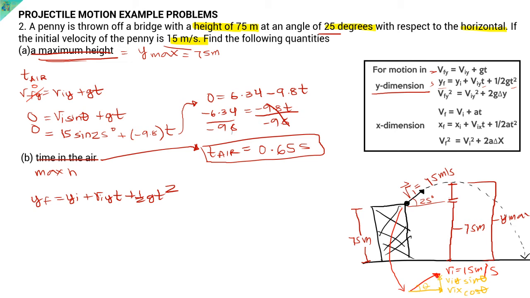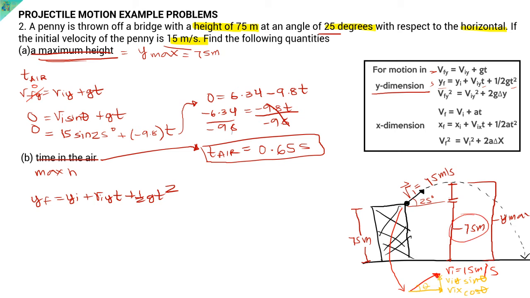Let's find out if there are parts here that we can cancel out. YF won't be 0 because that's what we're trying to search. YF is also Y max. YI would be the initial position of the penny before it reaches the Y max, and that's actually 75 meters.